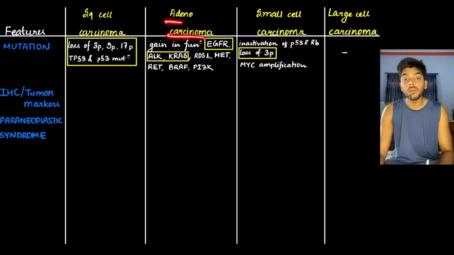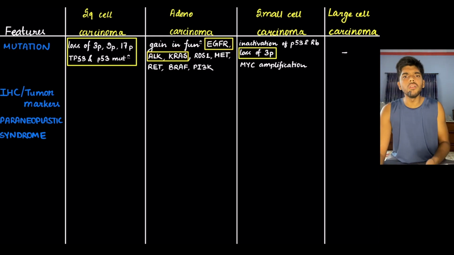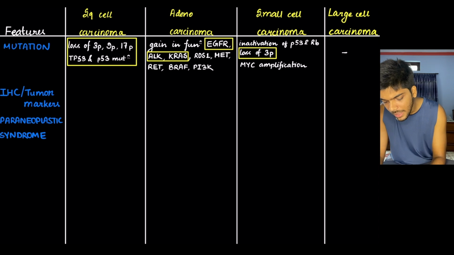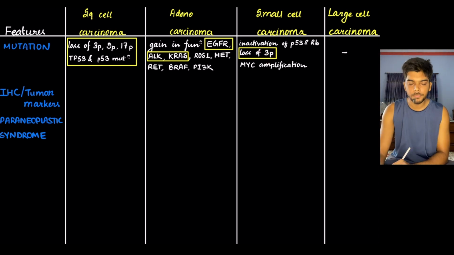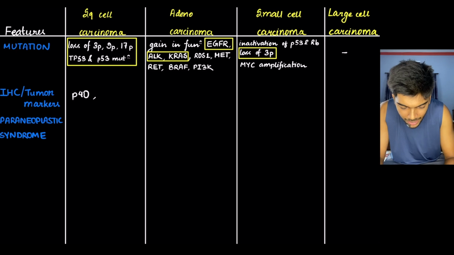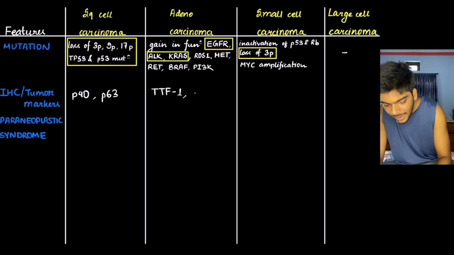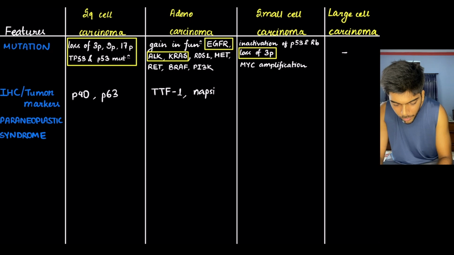For adenocarcinoma, the most common mutations are gain in function of EGFR, ALK, and KRAS. For small cell carcinoma, in almost all the cases of small cell carcinoma, there is loss of 3p. Okay. Next, immunohistochemistry or tumor marker. Squamous cell is P50 positive and P63 positive. Adenocarcinoma is thyroid transcription factor 1 positive and napsin A positive.